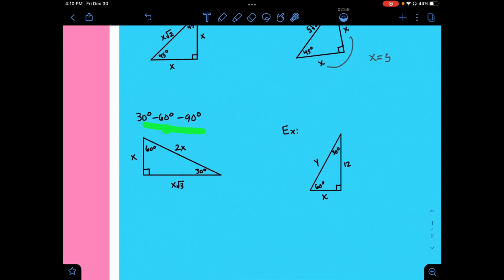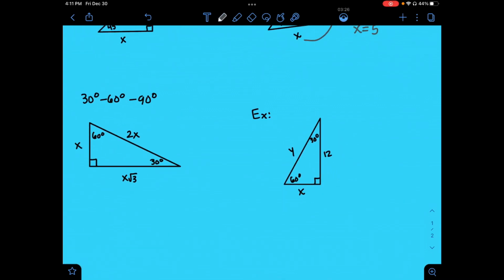Our other triangle, the 30, 60, 90, means one angle is 30, one is 60, and the other is 90. The side that has the 60-degree angle is equal to x. The side with the 30-degree angle is equal to x root 3, and the hypotenuse is equal to 2x. Over here, we're trying to find x and y, and this is a 30, 60, 90.